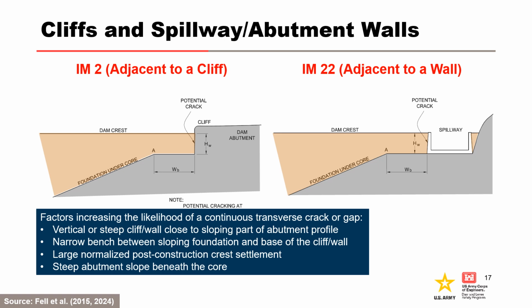IM2 and IM22 are for cracking or a gap that may form adjacent to cliffs or walls resulting from the earth fill settling away from the cliff or wall during and after construction. This mechanism is more likely for a vertical or steep cliff or wall close to the sloping part of the abutment profile, a narrow bench between the sloping foundation and the base of the cliff or wall, large normalized post-construction settlement, and a relatively steep abutment slope beneath the core.